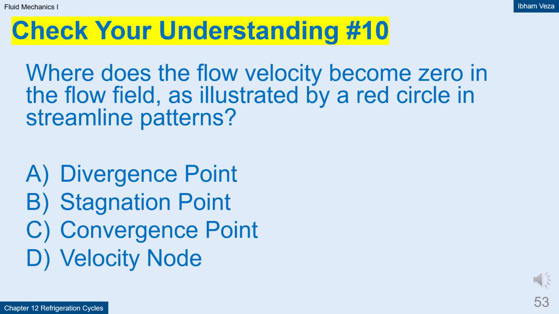C. Convergence point. This is incorrect because convergence refers to points where the flow lines come together, but the flow velocity does not necessarily become zero. D. Velocity node. This is incorrect because a velocity node is not a standard term used in flow analysis. It does not specifically refer to the zero velocity point as described in the question.